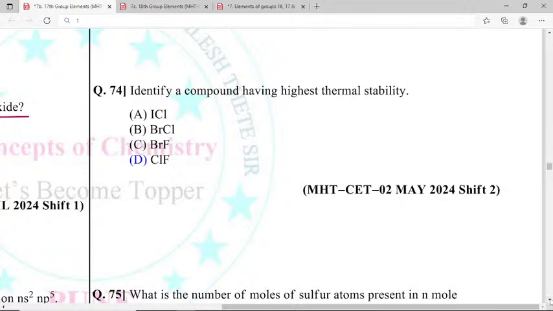Identify the compound having the highest thermal stability. Highest thermal stability: ClF. Very important question. It is an important question, make sure you note it down. CET 2026.